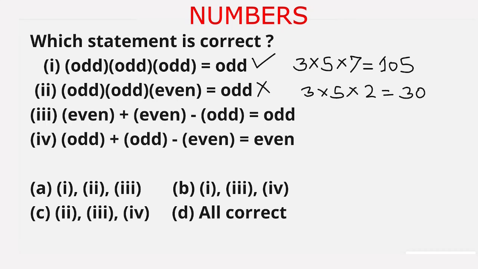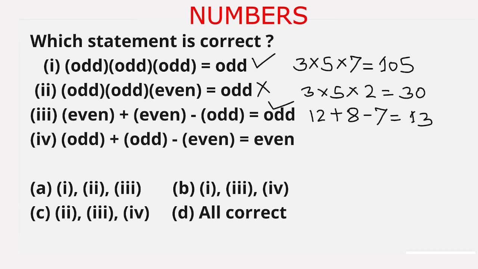Now statement 3, even plus even minus odd equal to odd. So we take a number 12 which is even, plus we take another even number 8, minus we take one odd number which is 7, and now we solve this. So this is 12 plus 8 is 20, minus 7 is 13. So this is odd. Thus our statement 3 is correct.